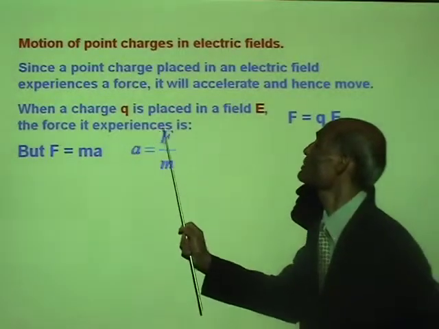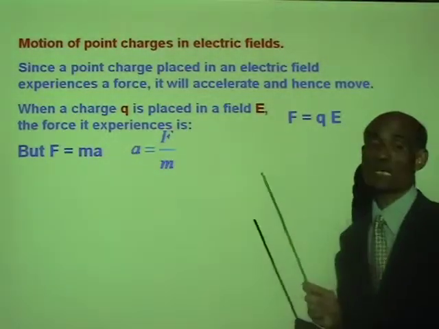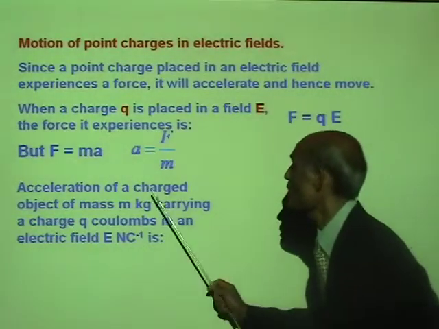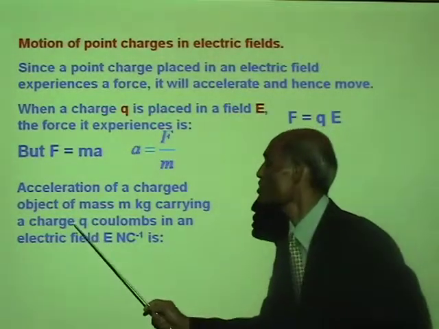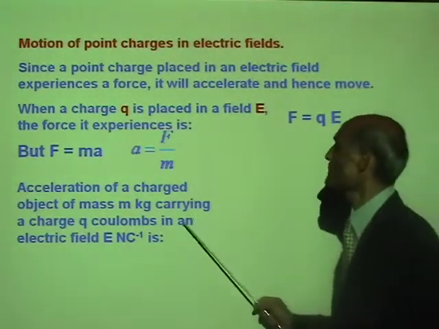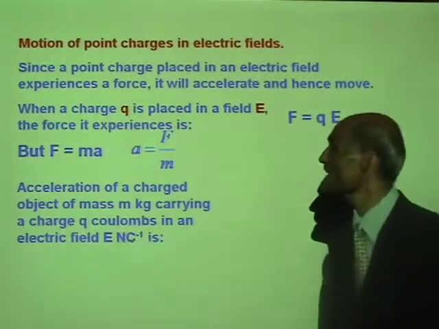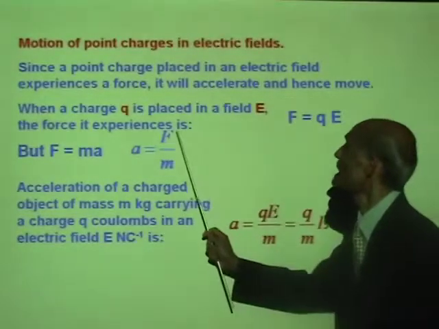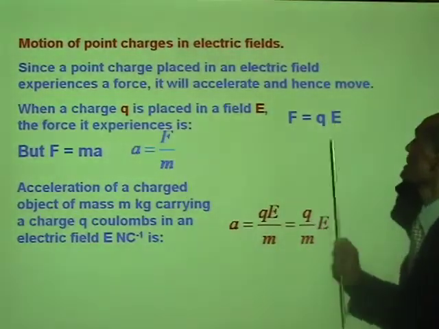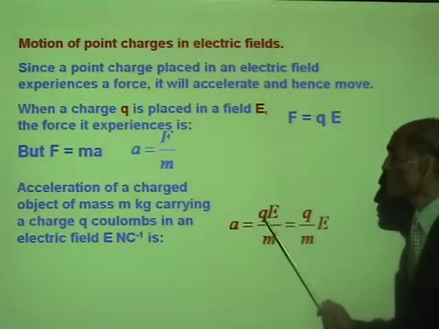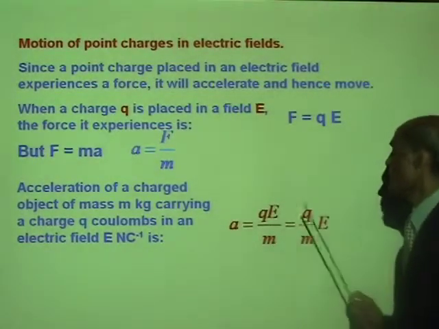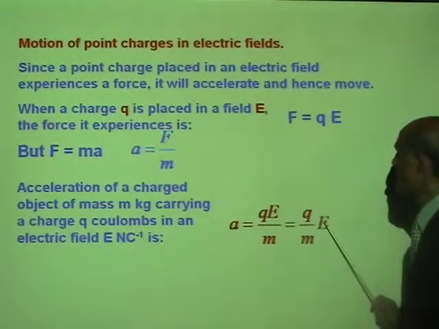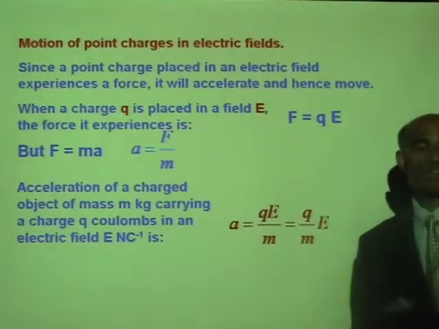So, I'm going to replace this F by Q times E, and that gives me the acceleration of the object of mass m kilogram carrying a charge of Q coulombs placed in an electric field of E Newton per coulomb as a equal to, what I did is I replaced this F by QE. So acceleration is QE over m, or more conveniently I write it as Q over m times E. I'm going to say that one more time.